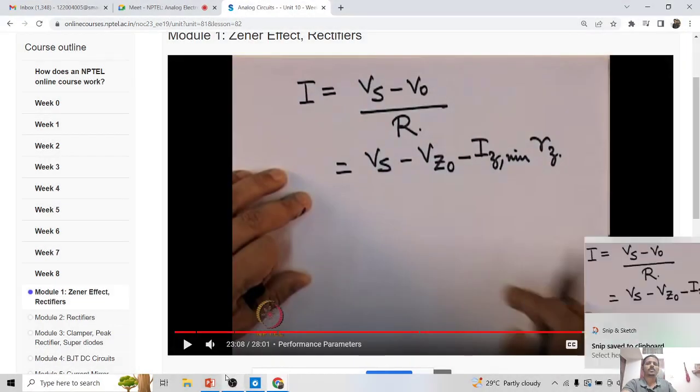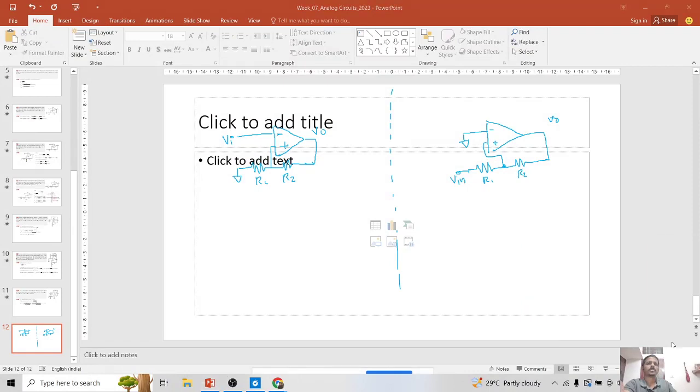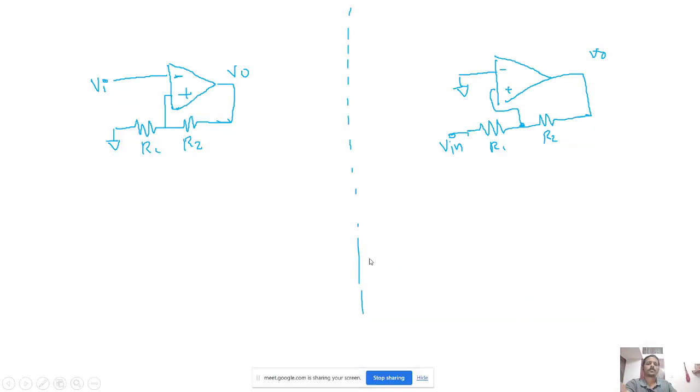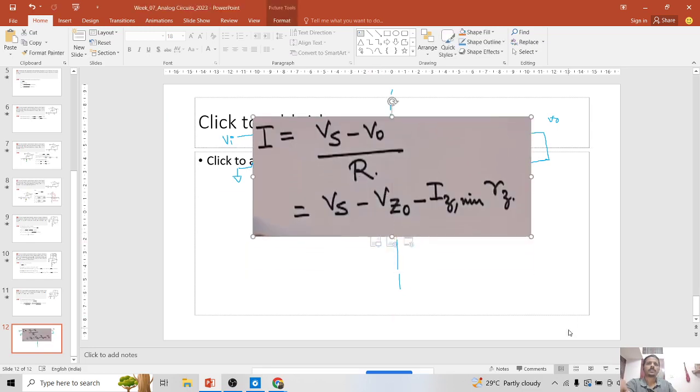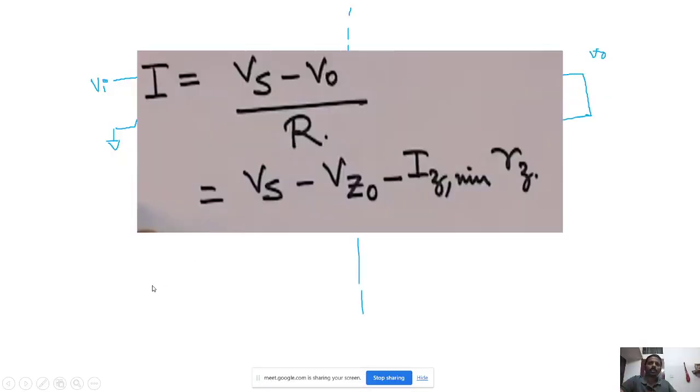No, I will show you here. Oh, I have to replace this. Okay, so see, V naught was equal to V z naught plus I z R z, right? So if I substitute here, this was the voltage, right? V z naught plus I2 R z.